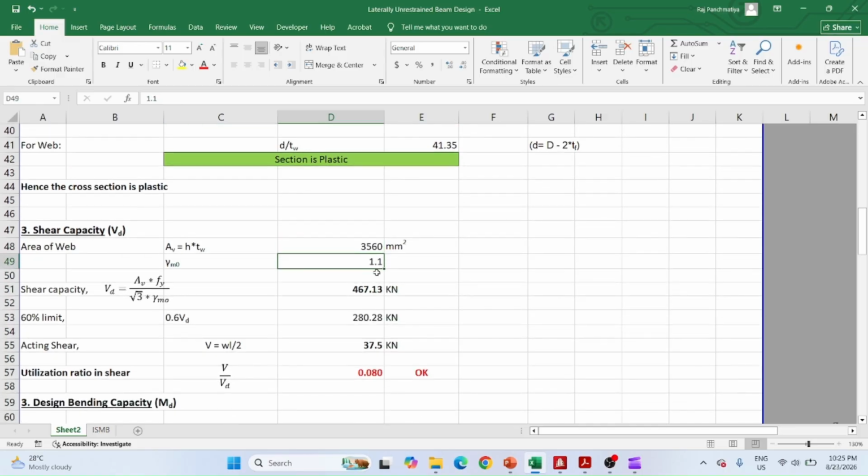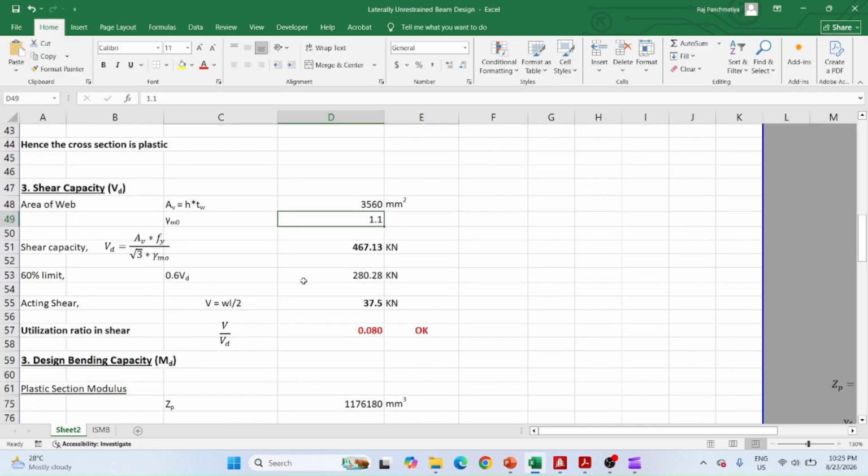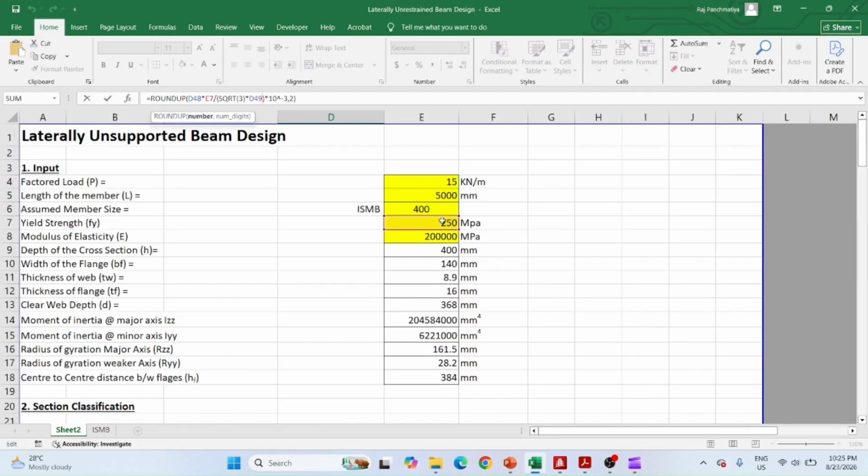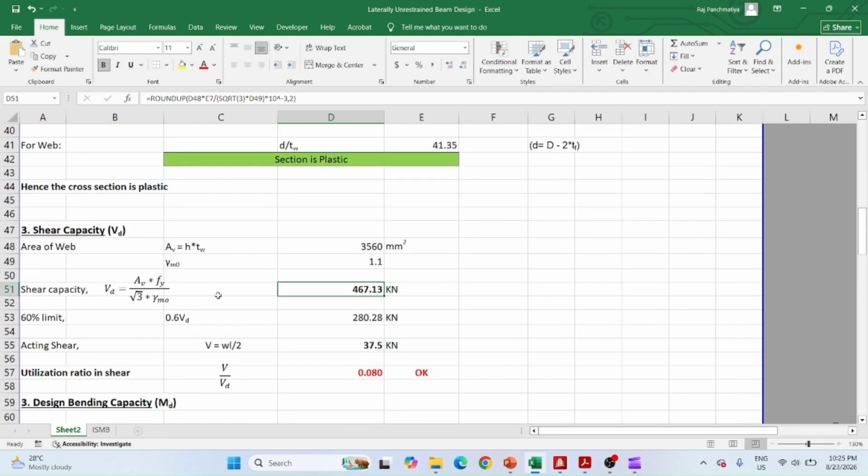Gamma m0 is the partial safety factor, which is 1.1, and Fy is the yield strength of steel. In our case, yield strength is 250 megapascal. Putting all the values, we'll get the design shear strength, which is 467.13. Okay, and we also calculate the 60% limit, which is 0.6 VD.